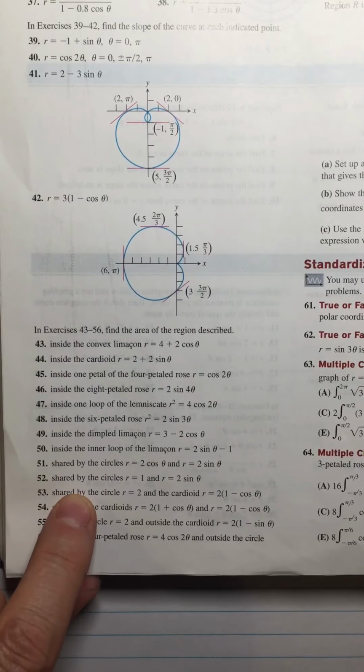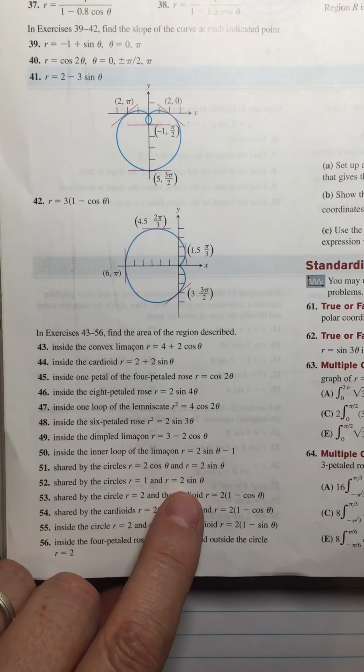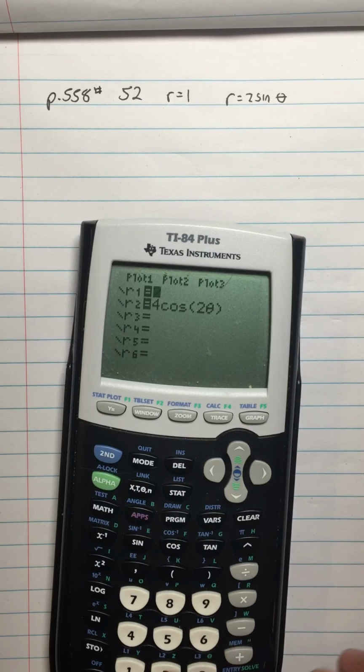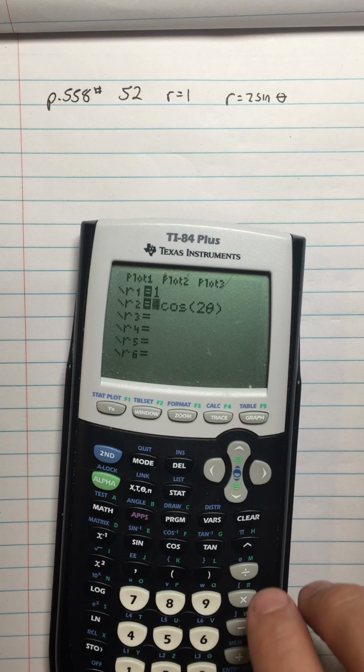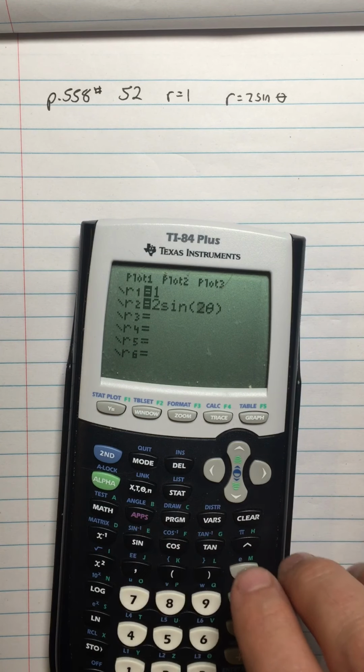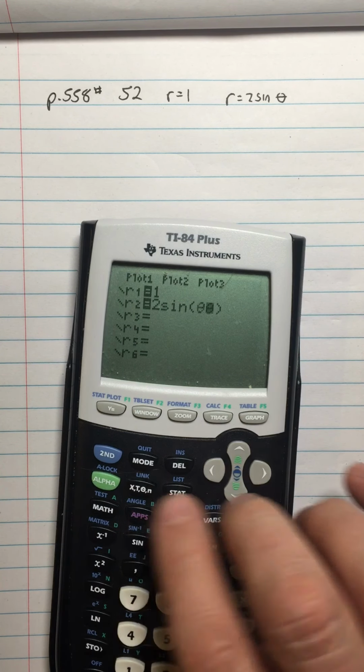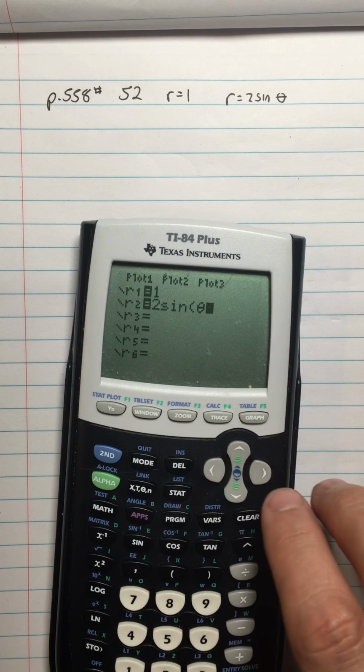So number 52 says we want the area shared by the circles r equals 1 and r equals 2 sine theta. All right, so one thing we need is, I don't know what r equals 2 sine theta looks like. I mean, maybe I could figure it out, but I don't feel like it. So we'll go to our y equals. We want r equals 1 and r equals 2 sine theta. Could have done this ahead of time, but I didn't. So it seems like it's probably a simpler problem, although sometimes that's just deceptive.